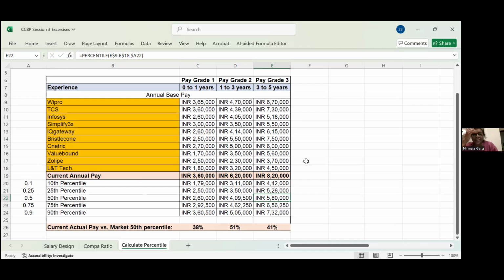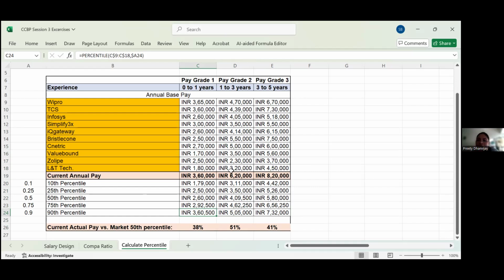There are a couple of ways to do it. Absolutely. There's no one way, but definitely a very shortcut method to do it, immediately. So what is your interpretation now? Ultimately, numbers don't speak, we need to interpret, right? That's right. So, if the current annual pay is, say, for example, 3,60,000 at grade 1 for a 0 to 1 year person, grade 1 person, okay?